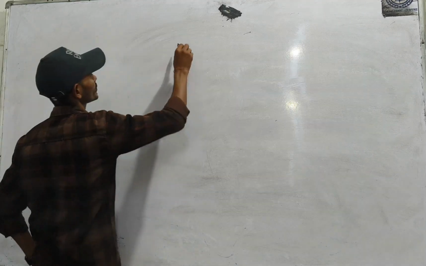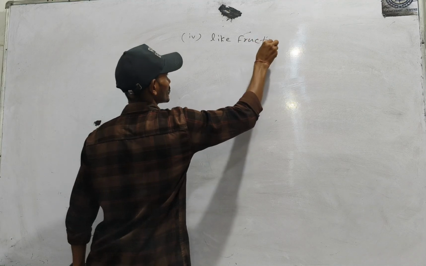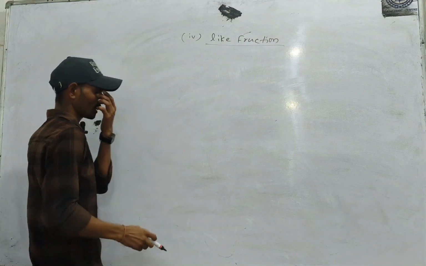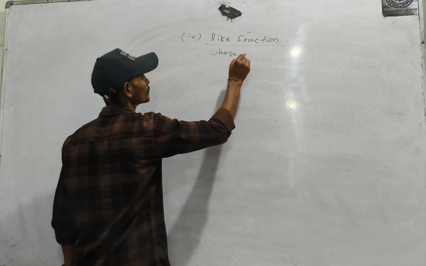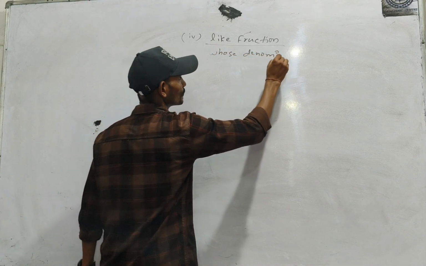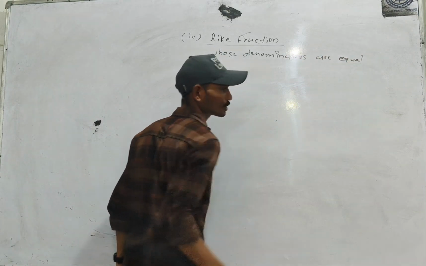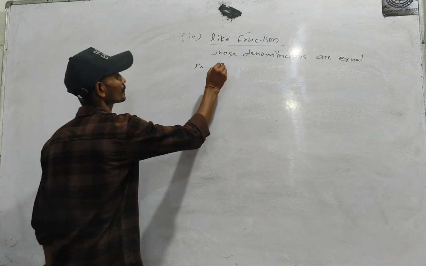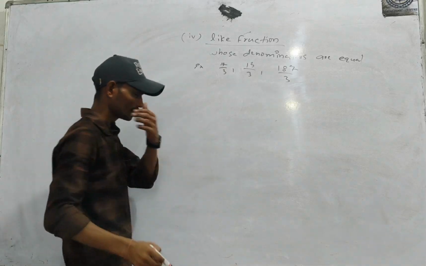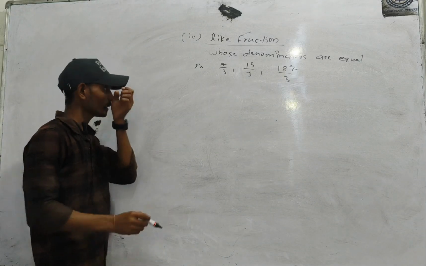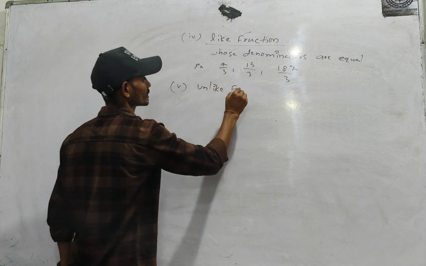Next, like fractions. Like fractions means fractions whose denominators are equal. Examples: 7 by 3, 13 by 3, next 187 by 3. These are all like fractions. Okay.